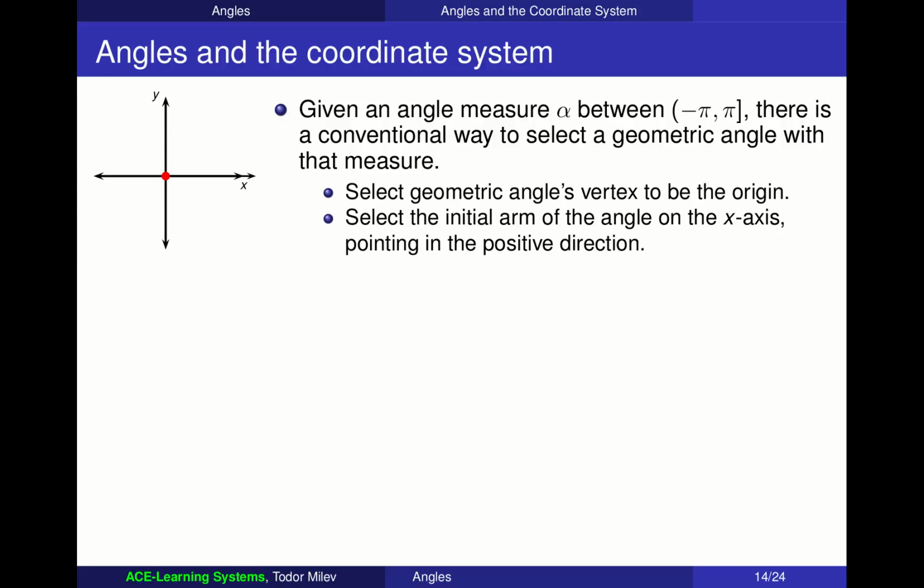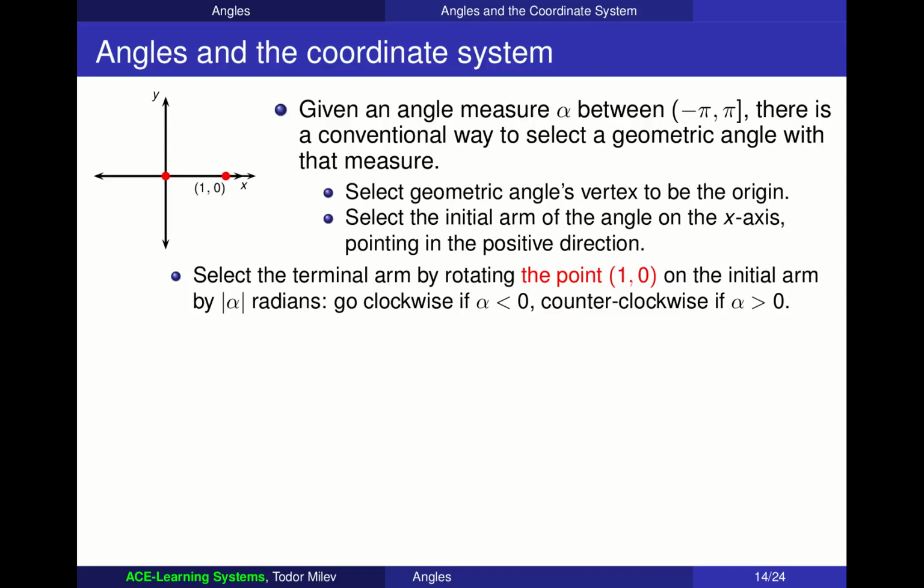The next thing you do is you need to select the initial arm of your geometric angle. You always select the x-axis to be your initial arm, and in the positive direction, not the negative x-axis. You always select that one to be the initial arm, because to fix a coordinate system, you need to select an origin and you need to fix the direction of the x-axis. And so that's the most natural ray, if you will, the first ray of the coordinate system, the x-axis.